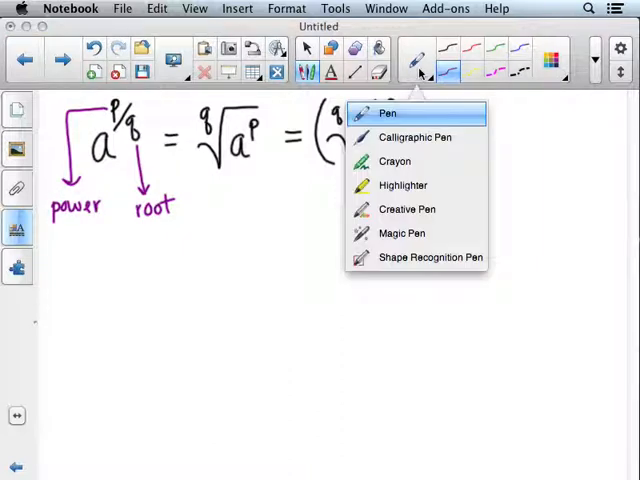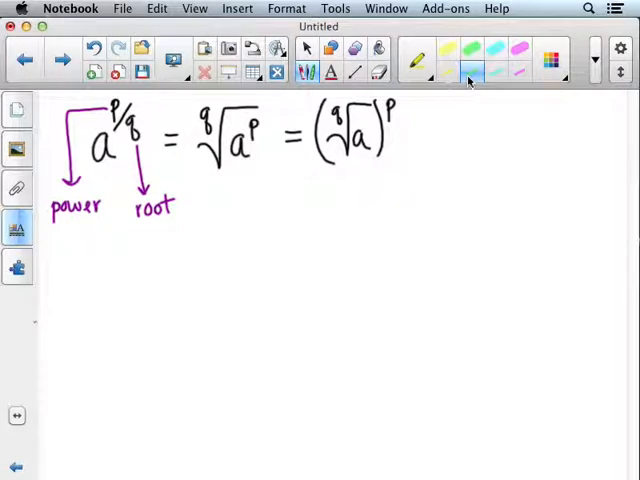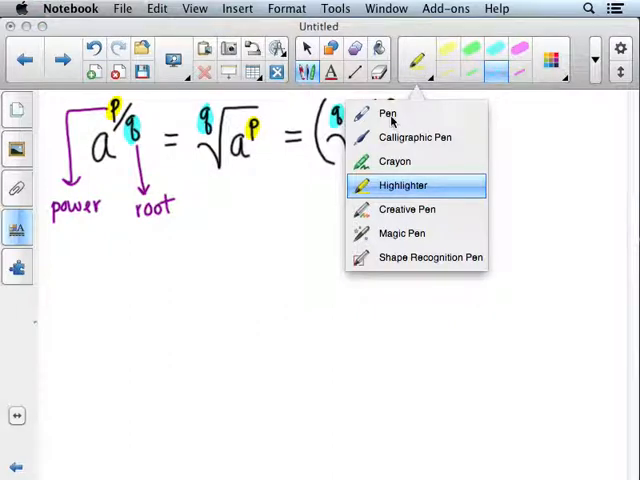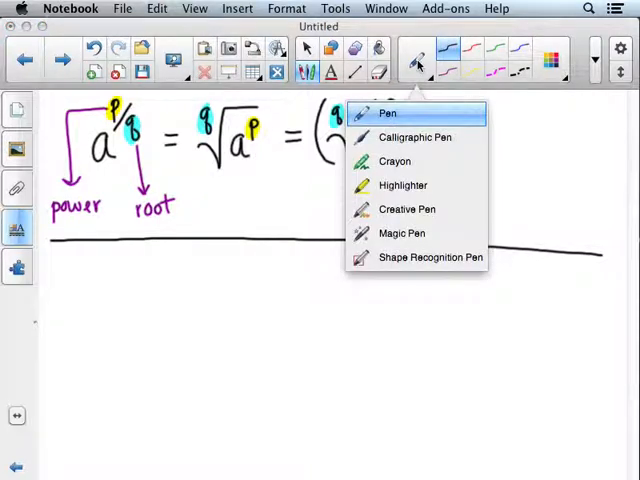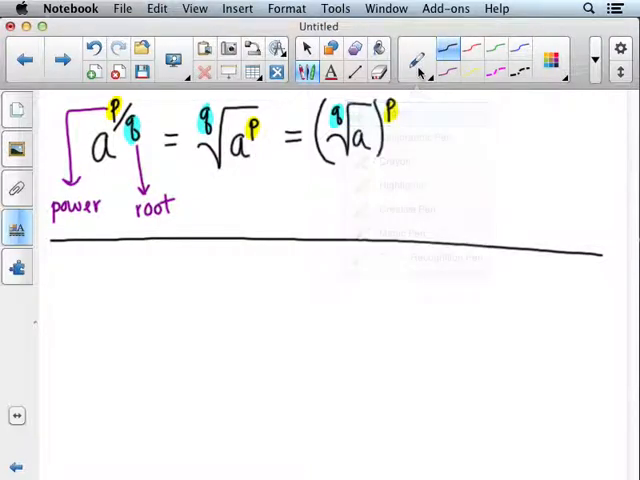Okay? So you guys know I like to color code. The number on top is your power. The number on bottom is your root. All right, and a is still your base. So I'm just going to go through 4 examples here. If you want to just look in your book, these are the exact same examples as are in your book. If you want to just read it instead of listening to the lecture, you're more than welcome to do that.